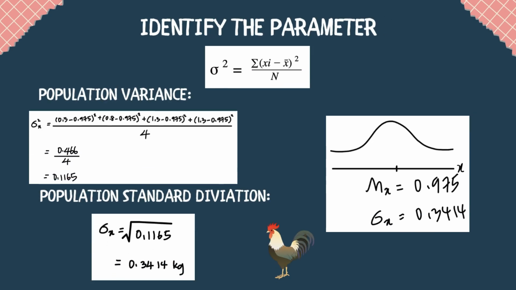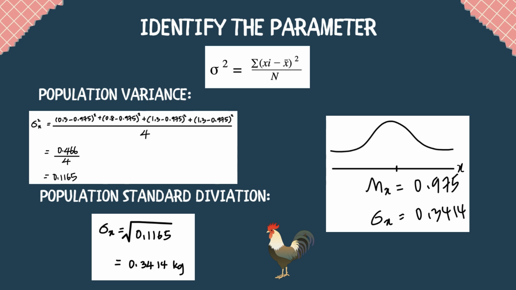To identify the parameters, we have to calculate the population variance. As you can see, that is the formula of variance. We put all the numbers in the formula, and in the result we get 0.1165 as the population variance. Next, we calculate the population standard deviation, and the result is 0.3414 kg.